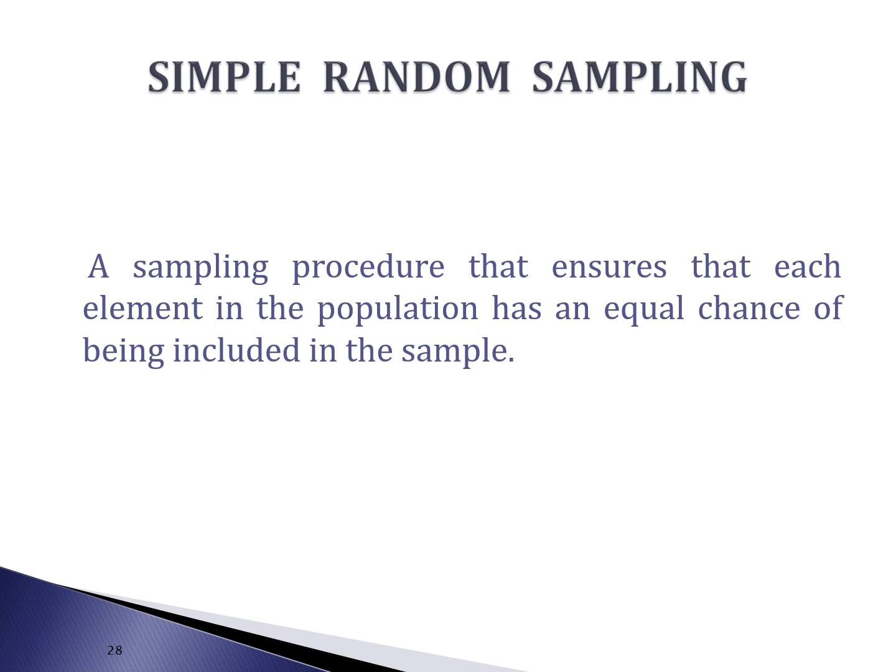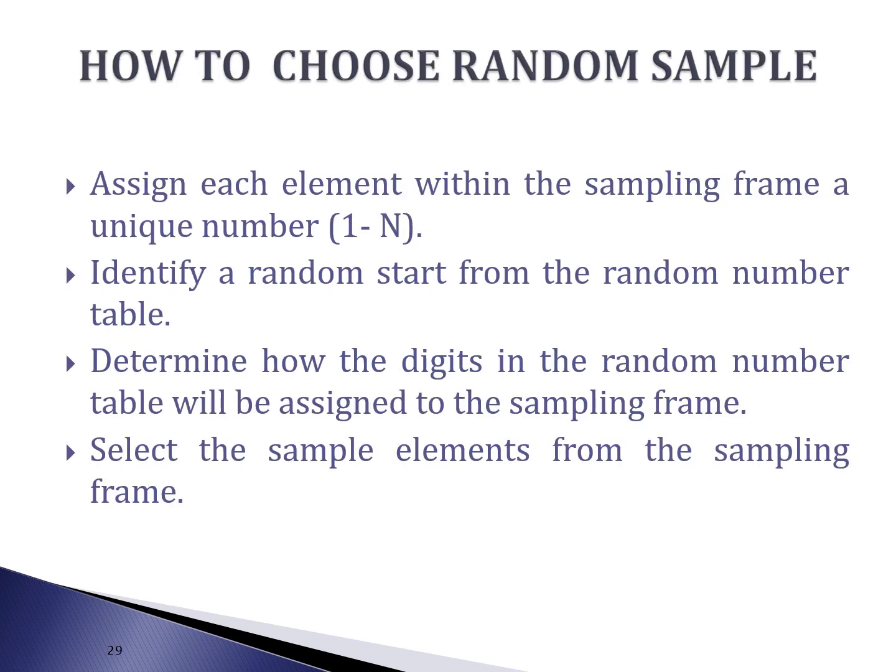Simple random sampling ensures that each element in the population has an equal chance of being included in the sample. How to choose a random sample? Assign each element within the sampling frame a unique number, 1 to n. Identify a random start from the random number table. Determine how the digits in the random number table will be assigned to the sampling frame. Select the sample elements from the sampling frame.